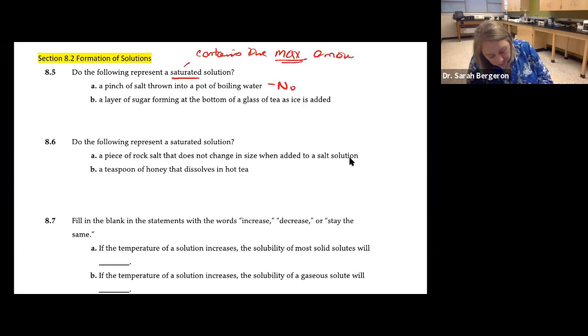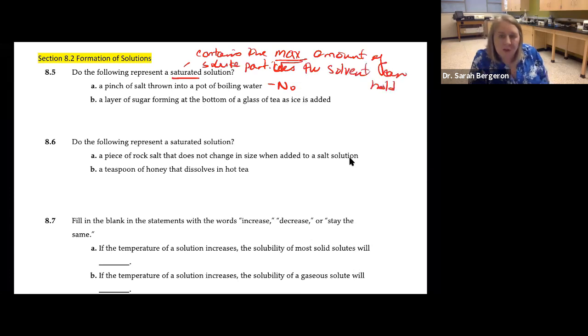the maximum amount of solute particles the solvent can hold. So there's kind of your definition of that. All right, a layer of sugar forming at the bottom of a glass of tea as ice is added. Ooh, we changed our temperature, and because we dropped our temperature, things started precipitating out. So now this becomes a saturated solution. So yes, it is saturated.